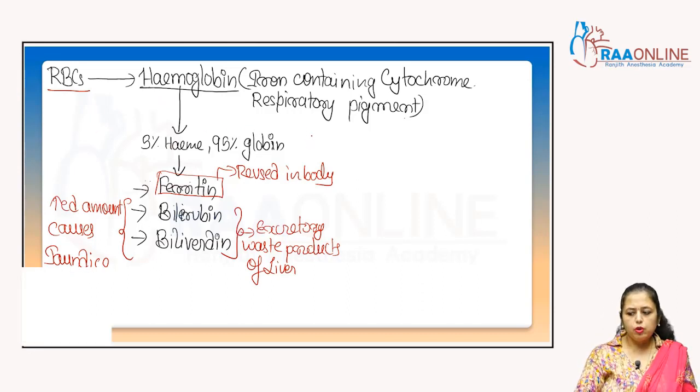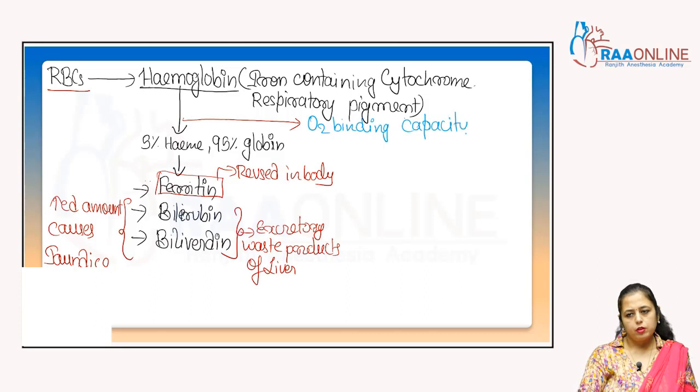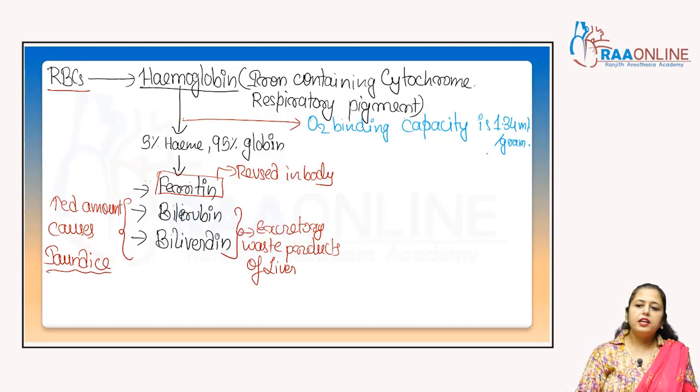Now hemoglobin's oxygen binding capacity is 1.34 ml per gram, right? Oxygen binding capacity is 1.34 ml per gram.